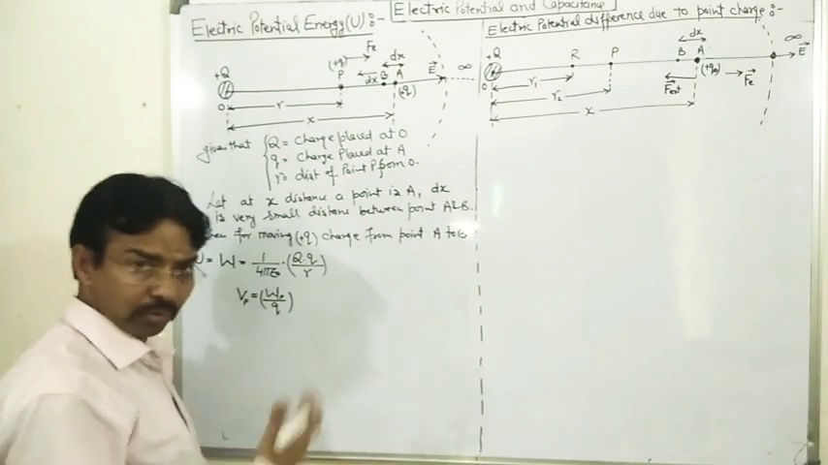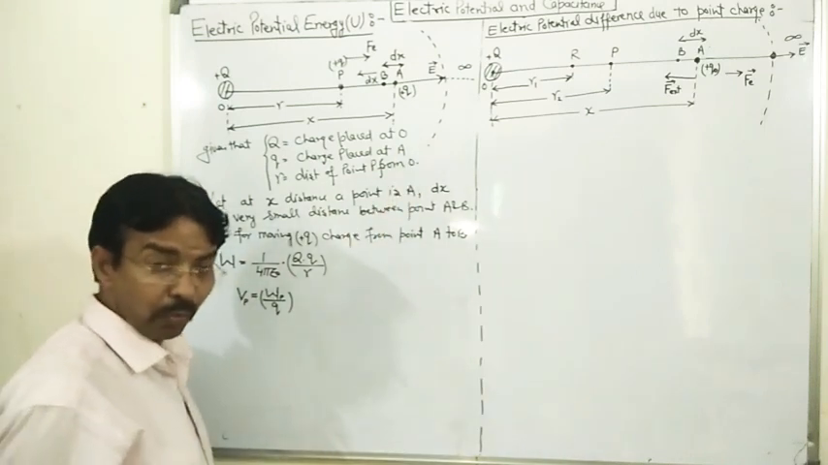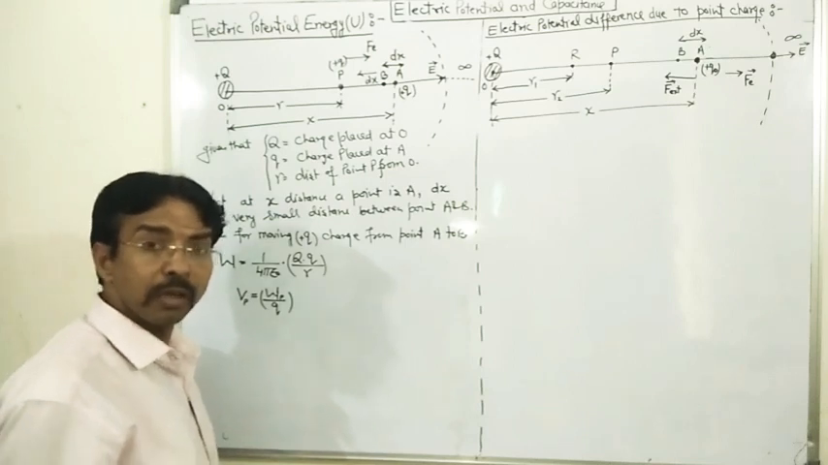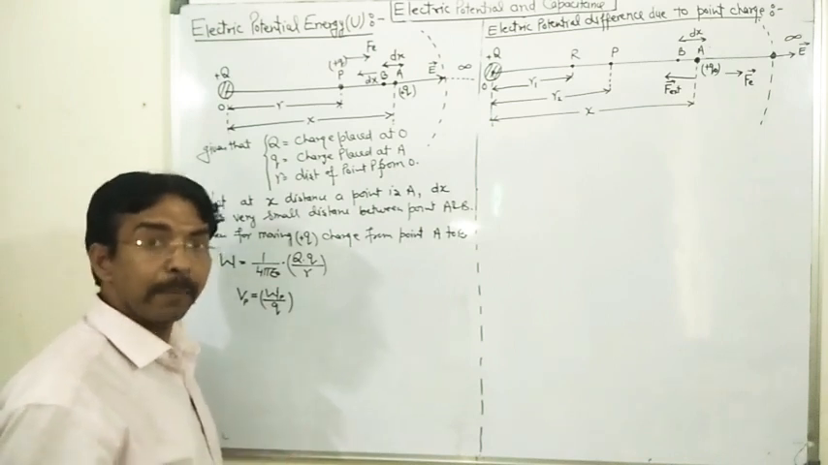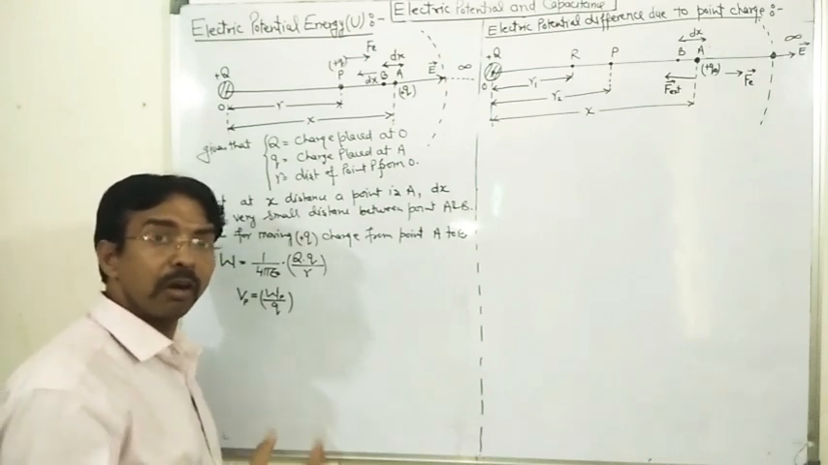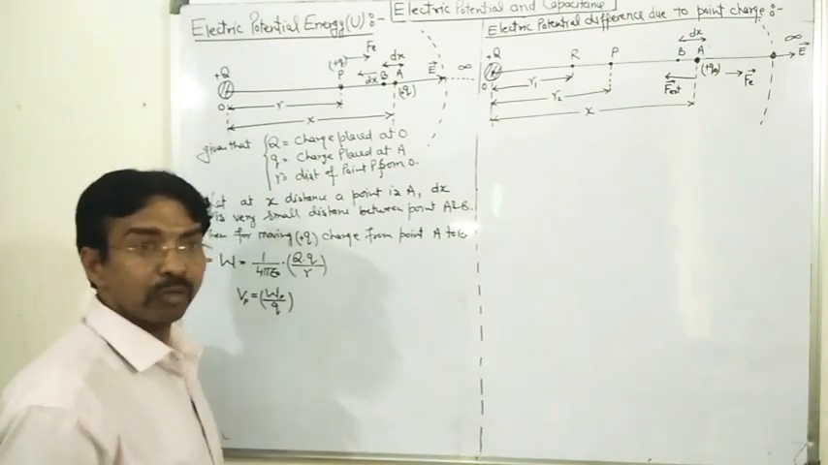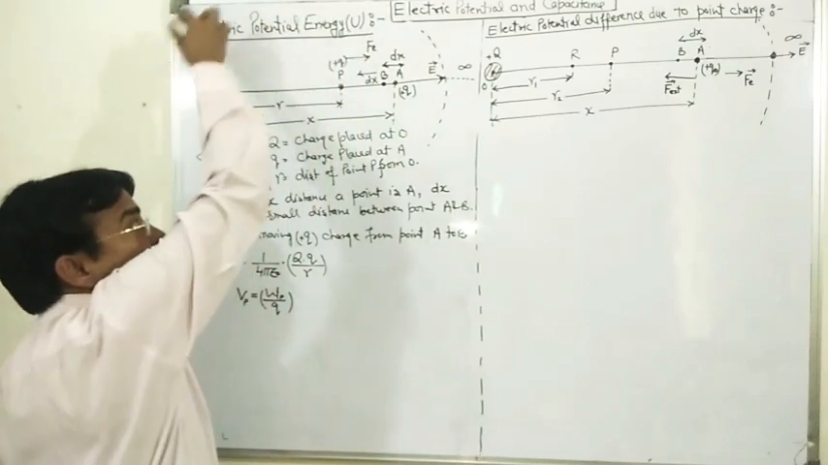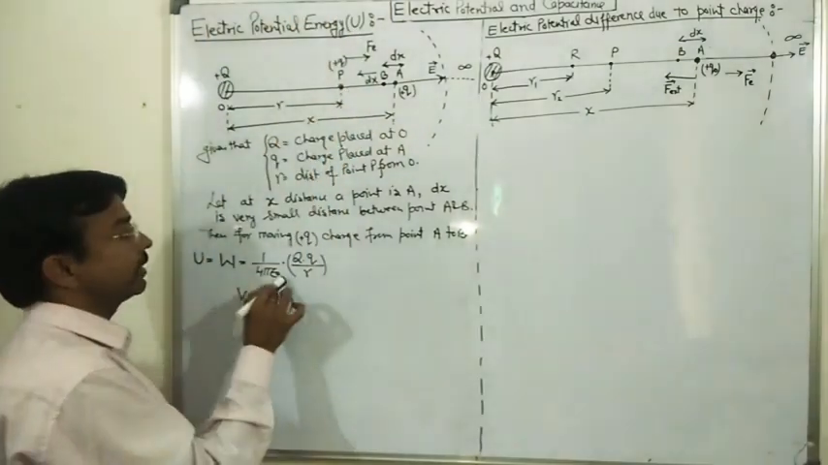Before introducing what electric potential difference is, I want to introduce the electric potential. What is the difference between electric potential energy and electric potential? Potential energy is the energy, and potential is the property of a particular point in an electrostatic region. In that electric field, it is a property of a particular point.